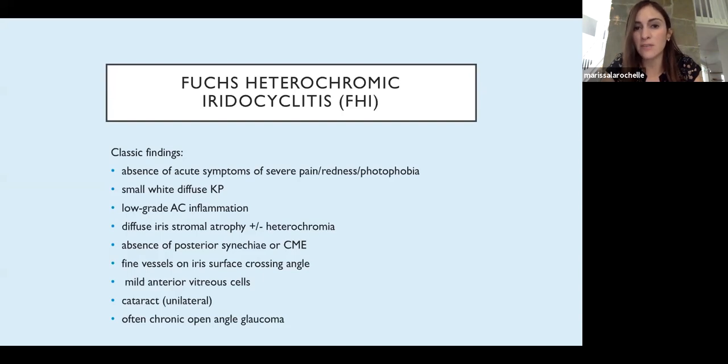They don't have the structural complications like macular edema or posterior synechiae. And then they can have the fine blood vessels on the surface of the angle. These can spontaneously bleed, causing a hyphema, or that can happen during gonioscopy or during surgery. That's known as Amsler sign. And then sometimes we forget that there can also be a little bit of anterior vitreous inflammation with Fuchs, as well as the unilateral cataract. These patients often present with chronic open-angle glaucoma that they didn't know they have.